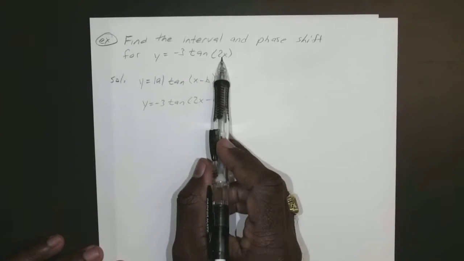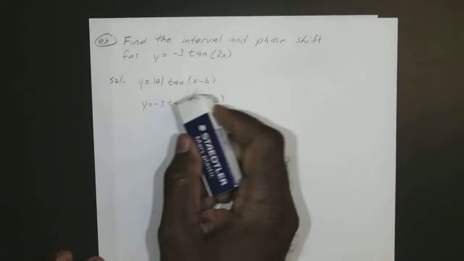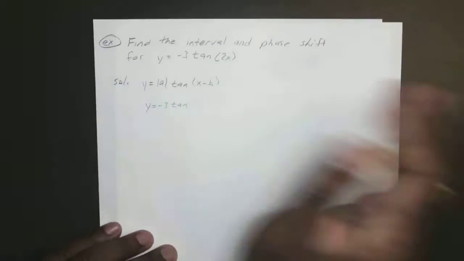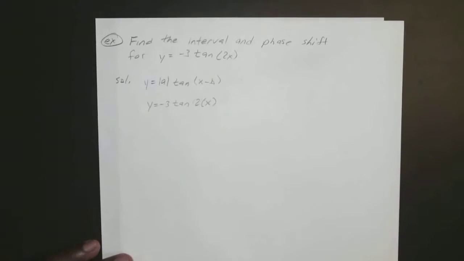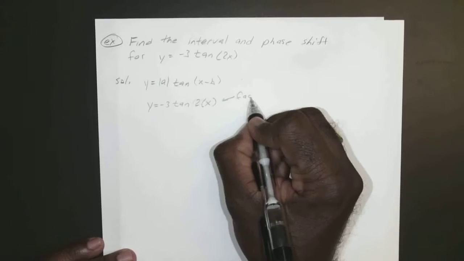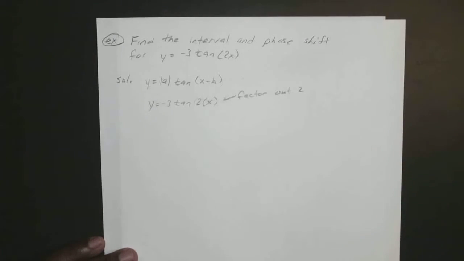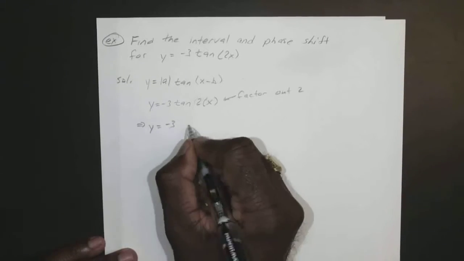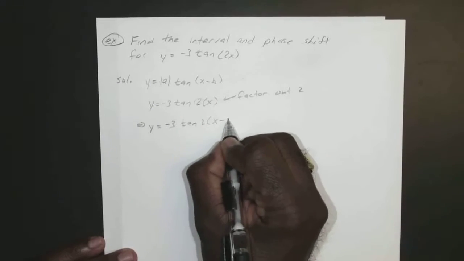Because by it being just 2x, you could just factor the 2 right out and make it x minus 0. So that may actually be a little bit easier. A little less confusing. So 2 times x. So all we did here was factor out the 2. Which gives us y equals -3 tangent of 2 x minus 0.